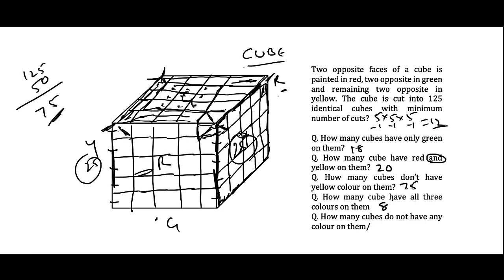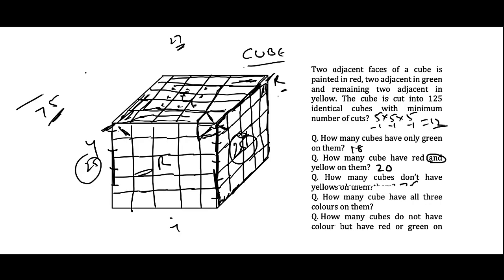Now how many cubes do not have any color on them? We have a formula for that, n minus 2 whole cube. So we have 5 minus 2, that will be 3 cube, that is 27. So 27 cubes which are inside the larger cube do not have any color because the cube was painted from the outer side. So the color won't be going inside the 27 cubes. That means that 27 cubes do not have any color on them.